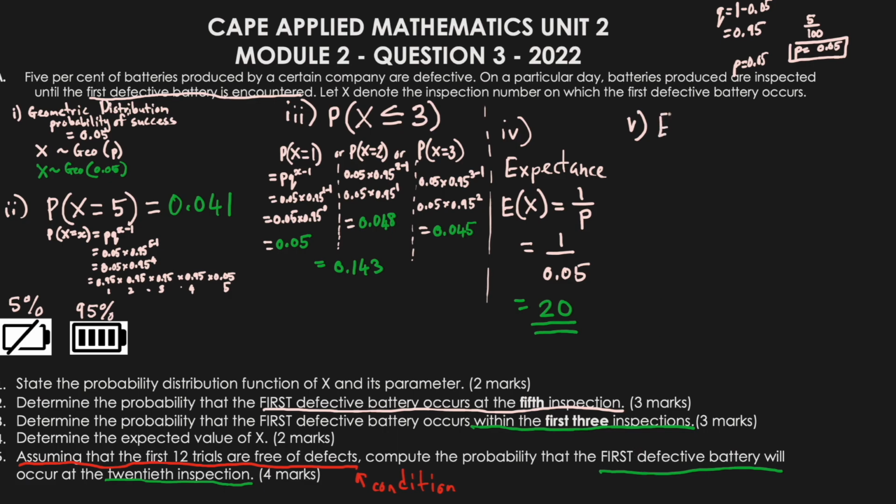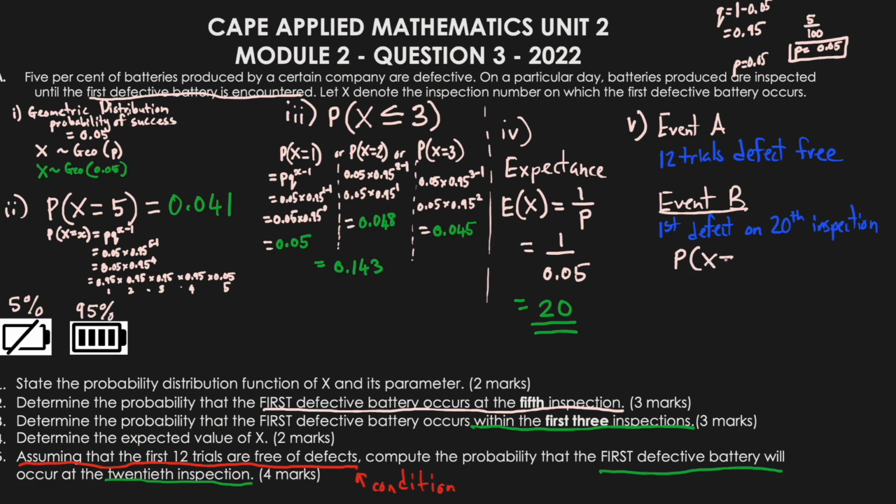We have event A. So event A, what this is saying is that assuming that the first 12 trials are free of defects. That's the first event. Now event B is an event where we have first defect on 20th inspection. For event B, what we would have here is that in this particular scenario, we are looking for the probability when x here is equal to 20. So earlier we did for when x was equal to 1, 2, and 3, but in this time we're looking for when it's equal to 20. So let's work this out and then we'll talk about all of this together because this question has a lot to unpack.